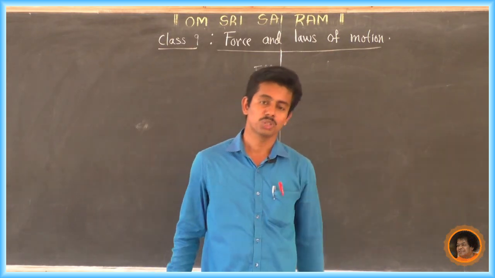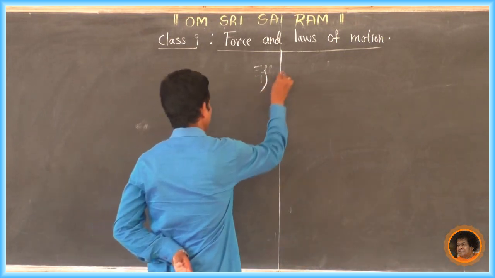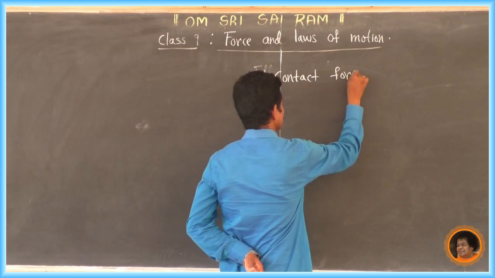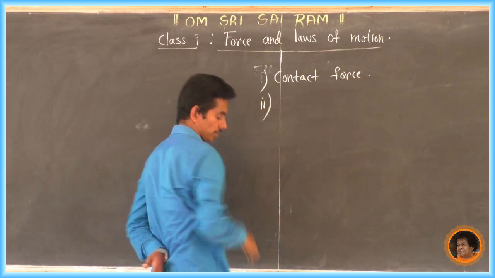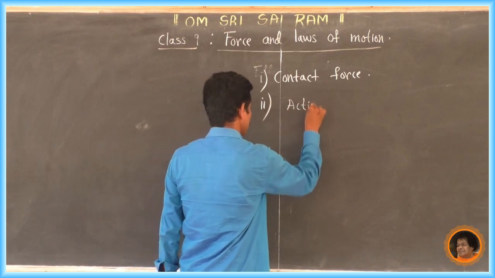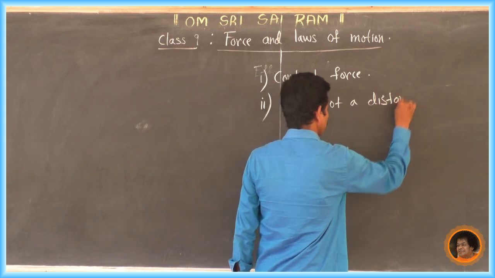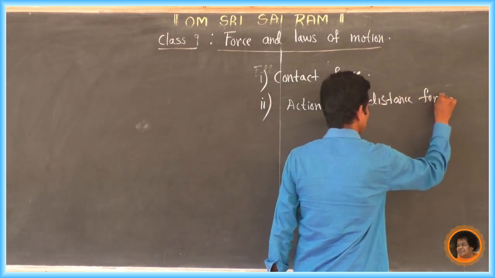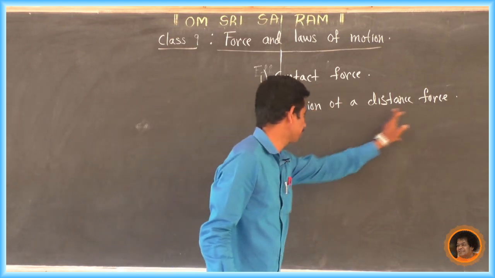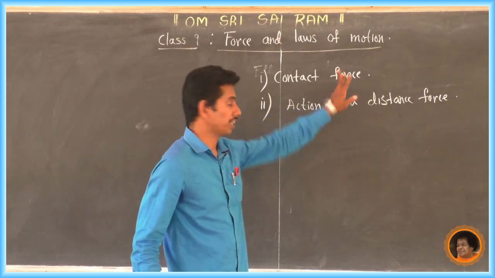Then, there are two types of force. This is very important. The first type is contact force, and the second one is action at a distance force. There are two types of force. One is contact force and the second type is action at a distance force. The first one is contact force.